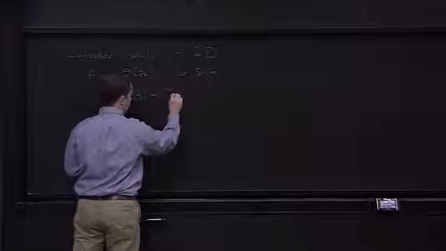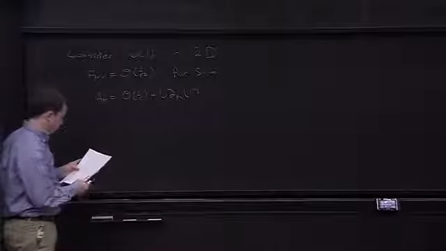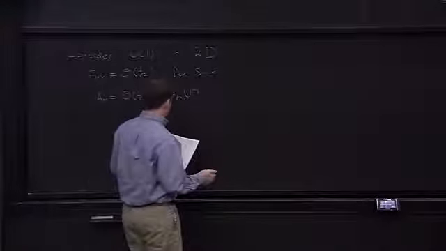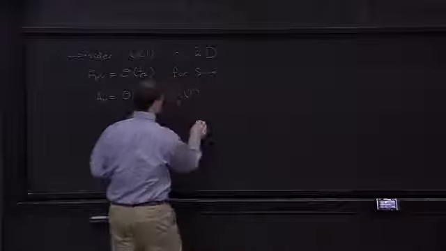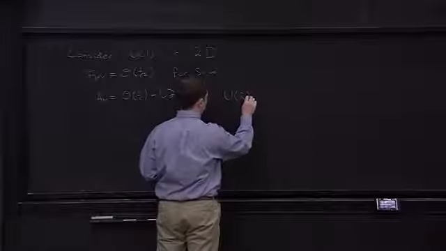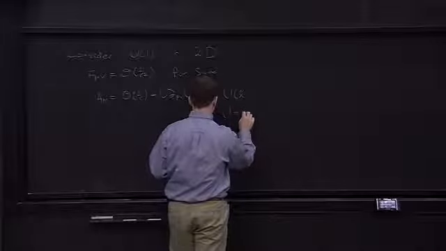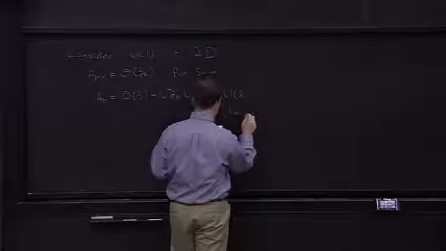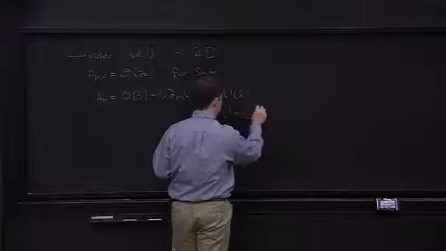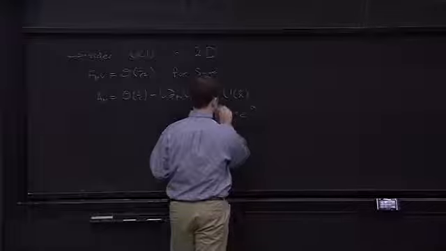So A_mu is order 1 over r plus U dU inverse. And here again, we want U to be a function of angles only. And U is just an element of U(1), so it's just e to the i alpha of x.